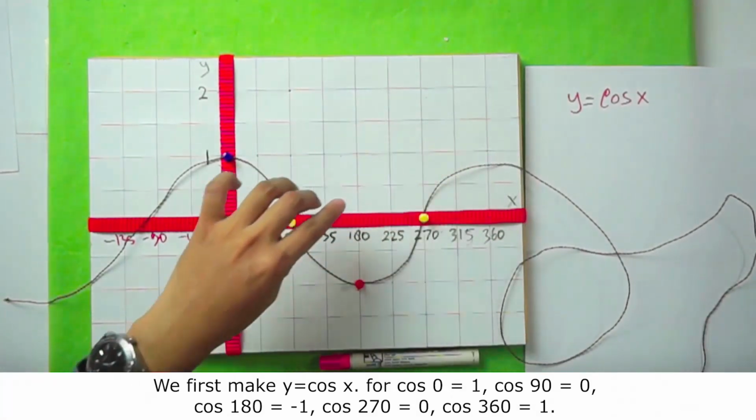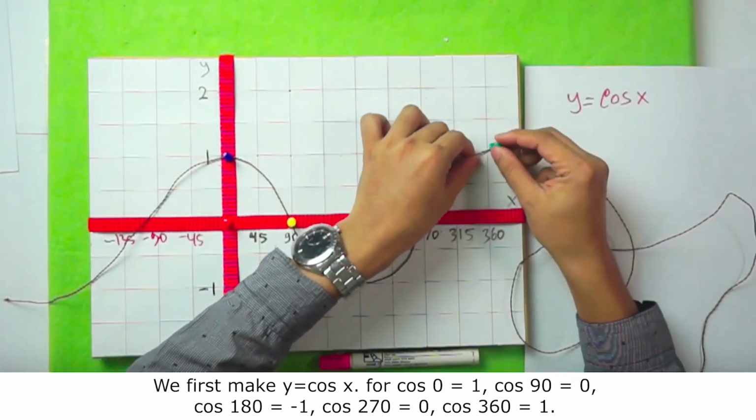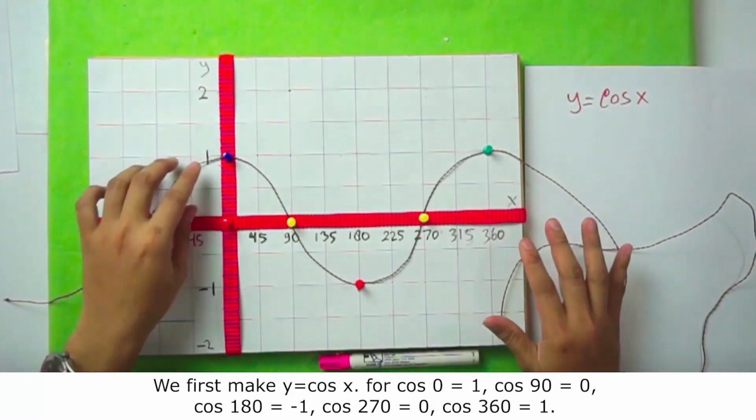Cosine 270 degrees equals 0. Cosine 360 degrees equals 1.